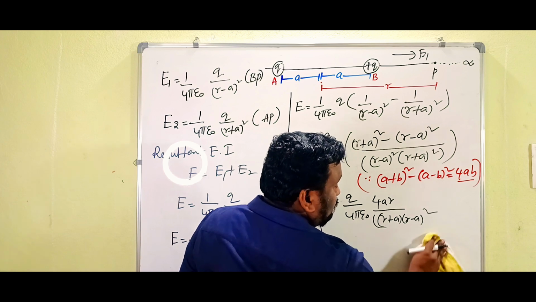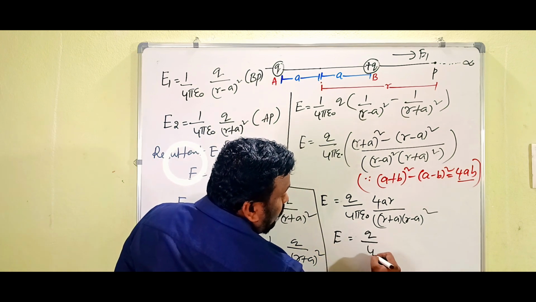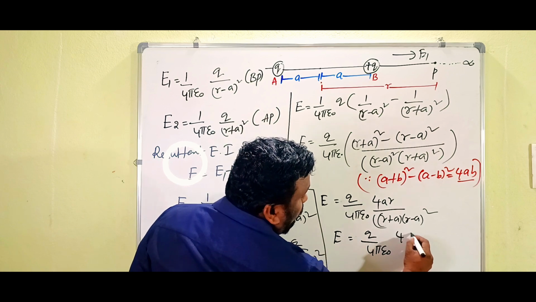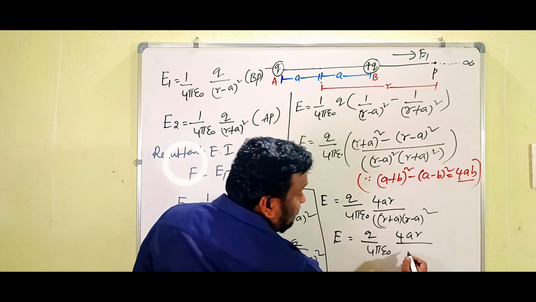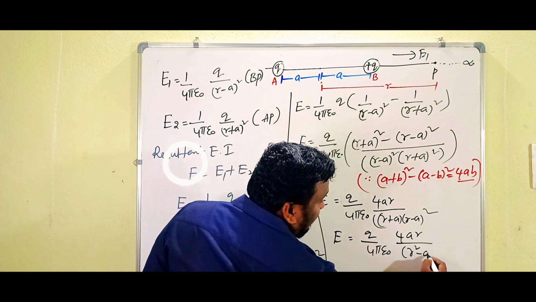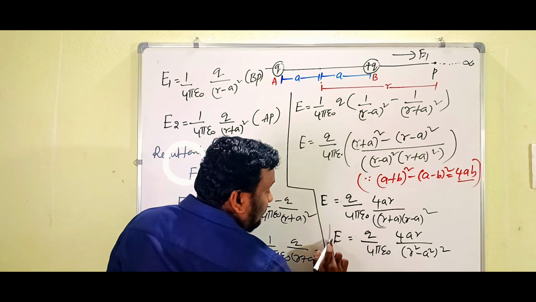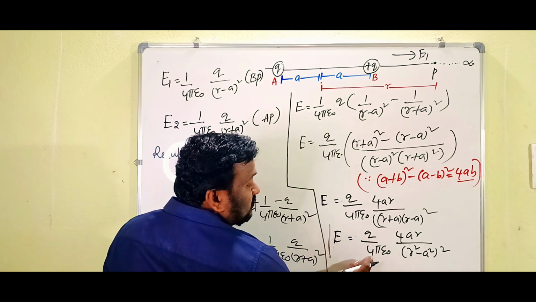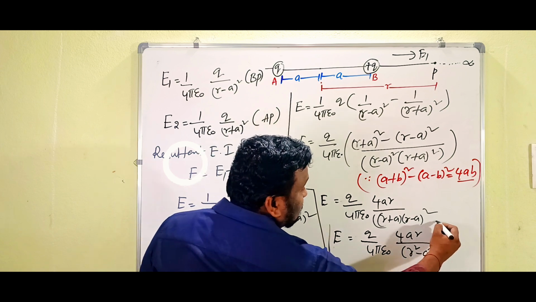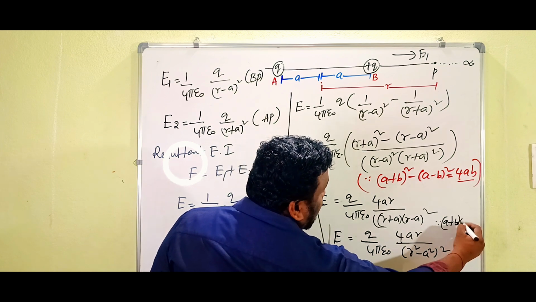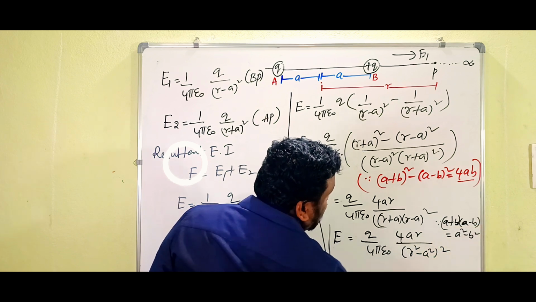Here we write E is equal to q by 4 pi epsilon naught into 4AR by, it is in the form of (A plus B) into (A minus B). Then what you get? (R square minus A square) whole square. So E is equal to q by 4 pi epsilon naught 4AR by (R square minus A square) whole square. Why? Because (A plus B) into (A minus B) is equal to A square minus B square.